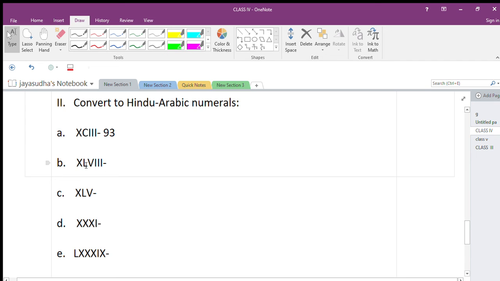The same. Here 50, and before it one X symbol means 40. 50 minus this 10, 40, 45, 46, 47, 48. So you have to write 48. Then the same, this is 50. 50, before the 10 means you have to subtract. 50 minus 10, 40, plus this 5, 45. Then move on to the next.